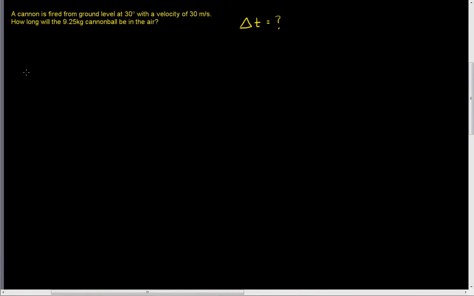So we have a cannon, little spark right there, and it shoots a cannonball, mind you, a 9.25 kilogram cannonball, and hits the ground on the other side. And this is 30 degrees.